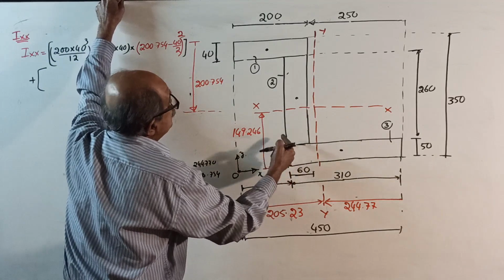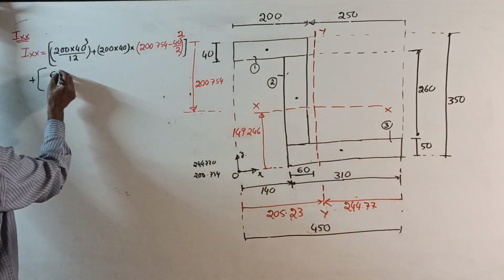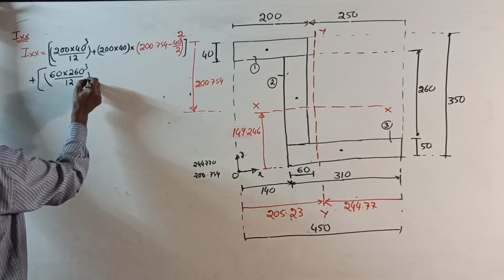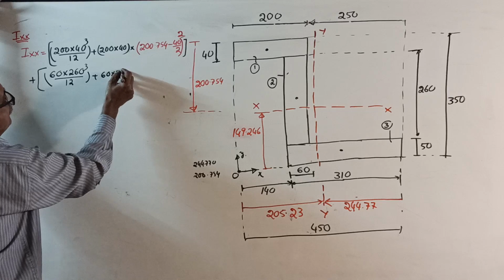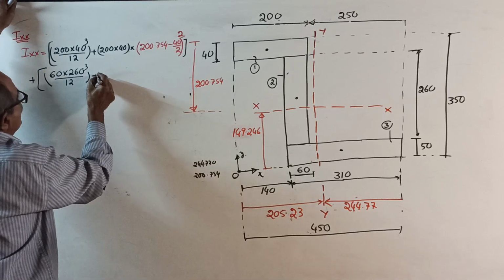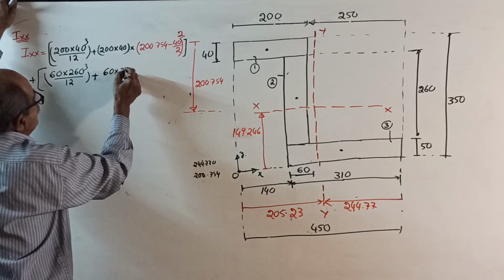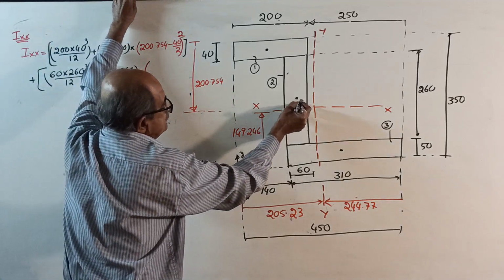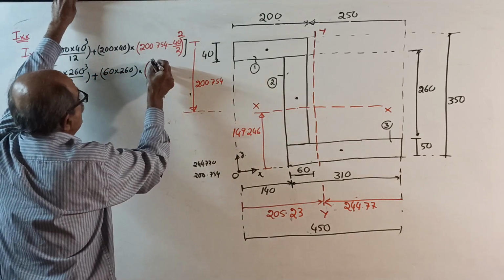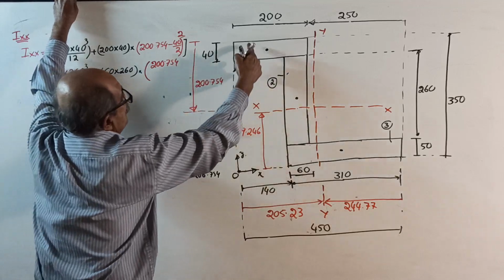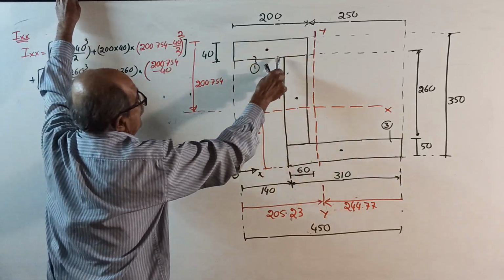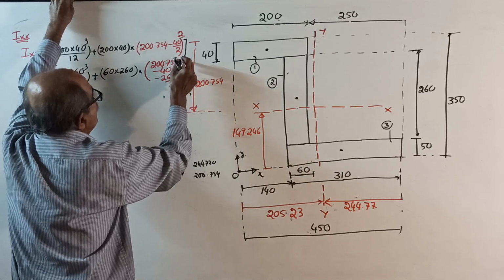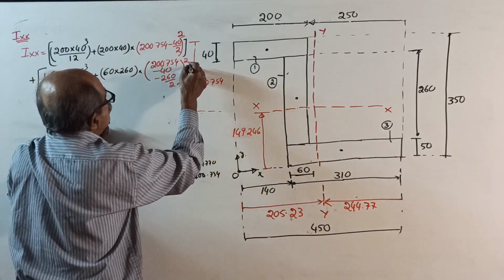Plus second one. I is 60 into 260 cube by 12 plus area, 60 into 260 is the area. Here space problem is there, so I write one below the other. See, this distance square is 200.754 minus 40, again minus 260 by 2. That number to be squared. Okay, second one also over.